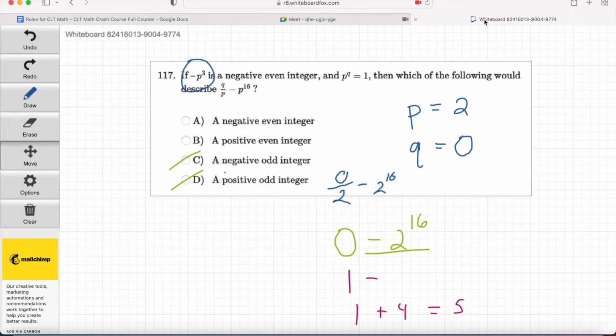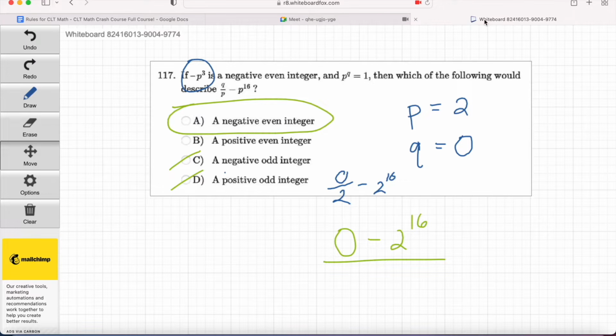So I don't know what 2 to the power of 16 is, but I know that this statement right here is going to be negative. What's the right answer here? It would have to be A. Answer choice A. Bingo. Any questions about that? Tough looking question. Yeah, they made it look scary.